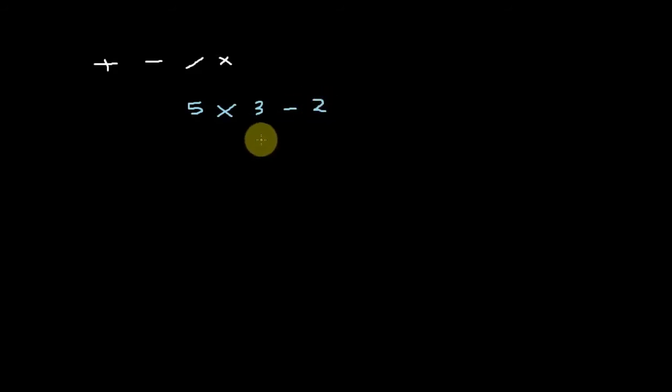This is going to be 15. First you have to do 5 into 3, which is 15, and then subtract 2 from it, so it will be 13. The answer will be 13. But instead of this, if you try to subtract first, you do 5 into 1, and 5 into 1 is 5. So you get the wrong answer. This is a wrong answer.